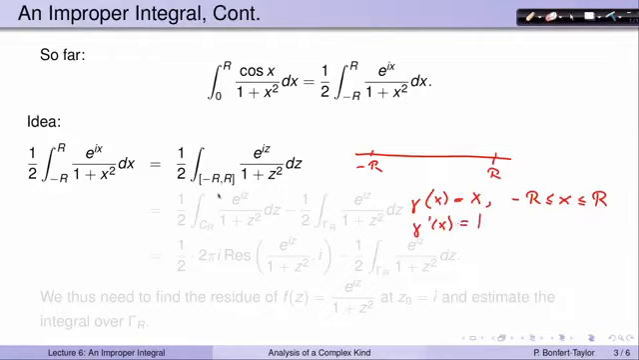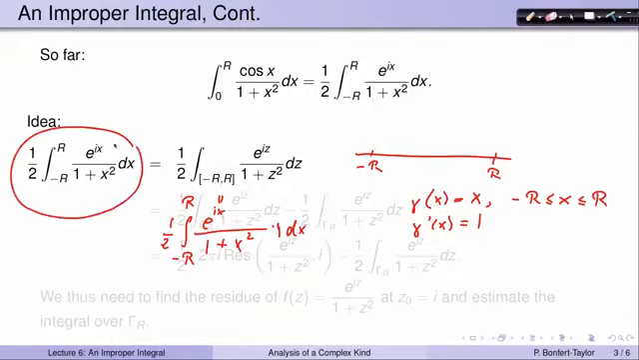And so if I plug into this contour integral our parameterization, this becomes 1/2 times the integral from negative r to r of e to the i, and now I plug in gamma of x for z, but gamma of x is simply x, divided by 1 plus, and again for z I plug in gamma of x, which is x, and then I need to multiply with the derivative, gamma prime of x, which is 1, and take the integral dx. But that's exactly the integral that we actually wanted to find.